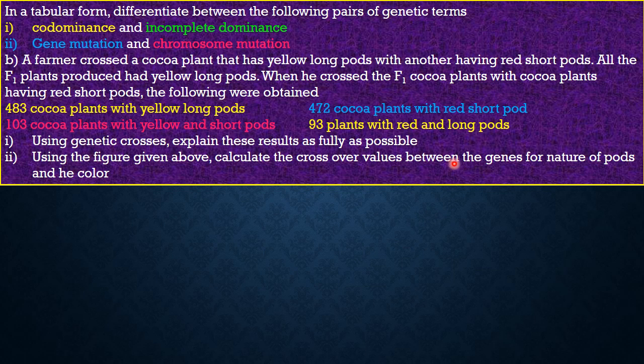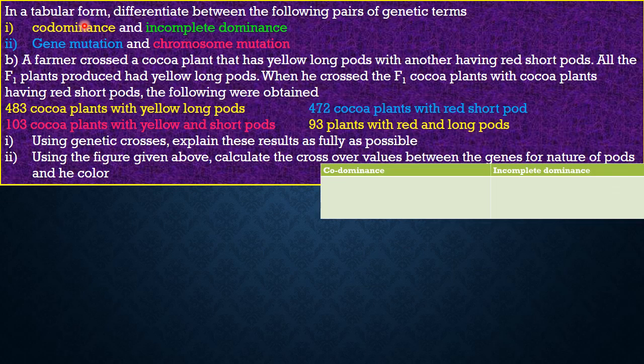Let's go on. The first part is saying that in a tabular form, differentiate between the following pair of genetic terms. We have codominance and incomplete dominance. The next, you have gene mutation and chromosome mutation. Then the next part talks about genetic crosses. Let's look at the first. The question has specified that we should do it in the tabular form, so let's insert a table.